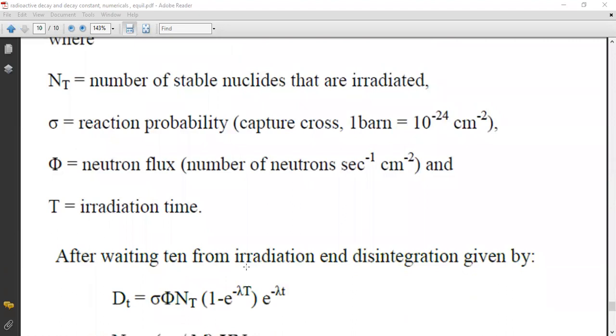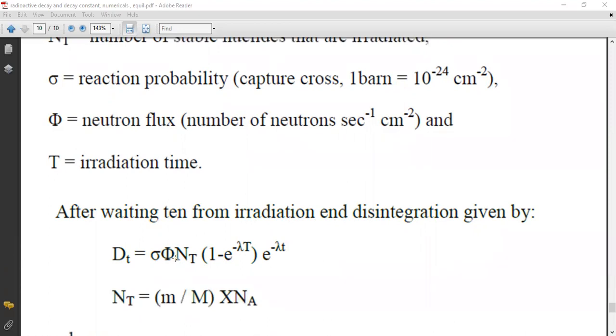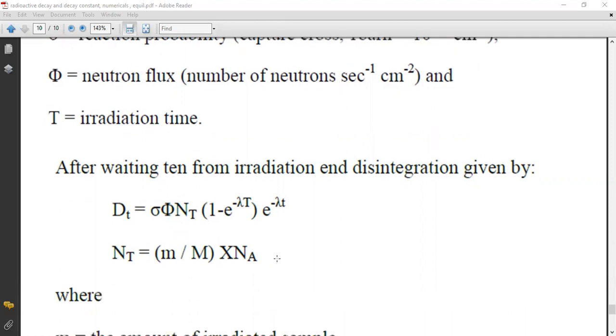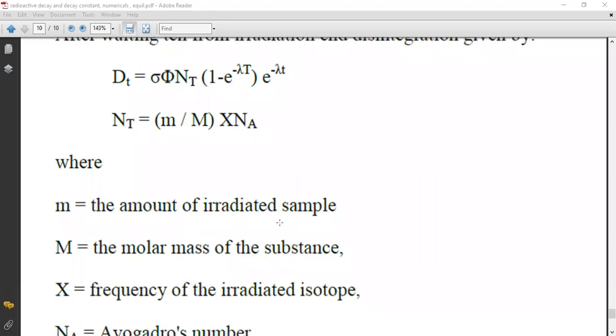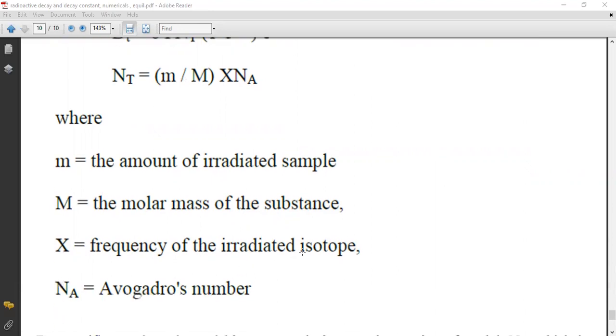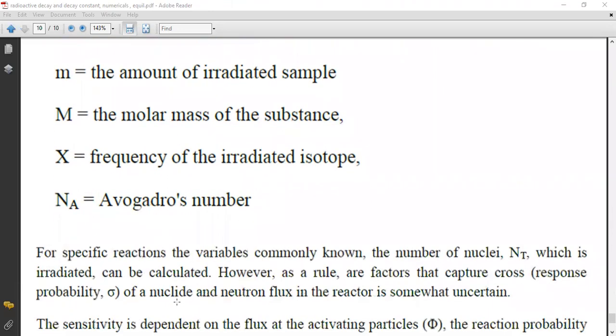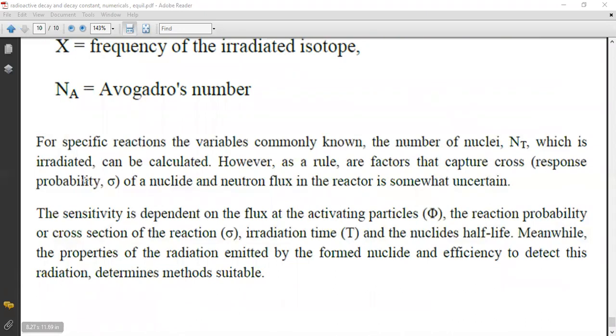After waiting a period following irradiation, the disintegration is dN/dt is equal to sigma phi N_d times (1 minus e raised to minus lambda t) times e raised to minus lambda t, or N is equal to m by M times x times N_A, where m is the mass of the irradiated sample, M is the molar mass of the substance, x is the frequency of the irradiated isotope, and N_A is the Avogadro number. That way, for a specific reaction, the number of nuclei that are irradiated can be calculated.